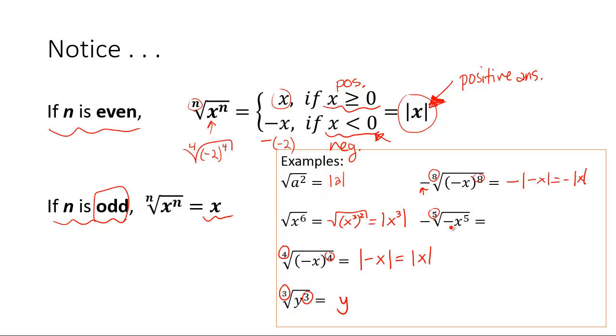5th root, notice we don't need to have anything special. However, we know that this here is negative, so we've got our first negative, and then we've got this negative. 5th root of a negative will be negative, and then we've got x to the power of 5 in there, which when simplified is just x. So two negatives make a positive in this case, so it's just x.